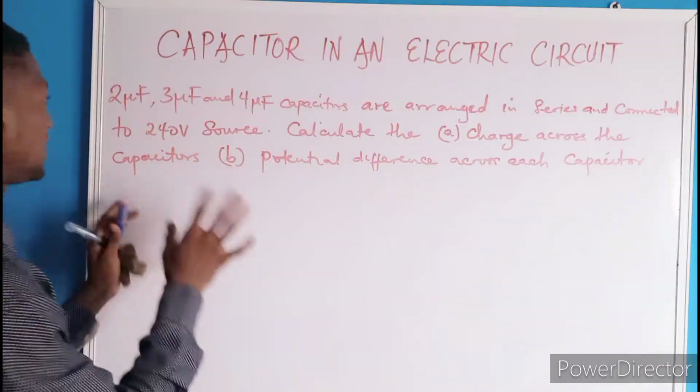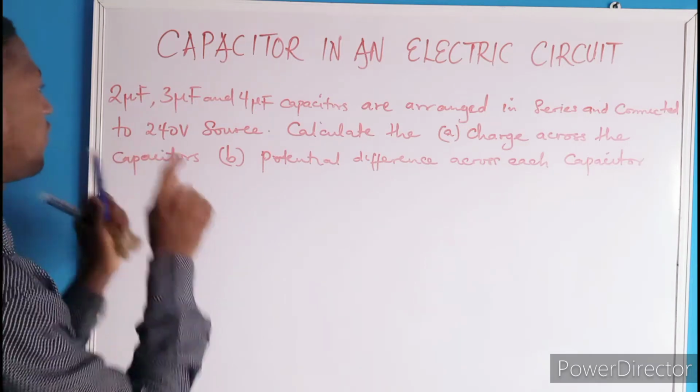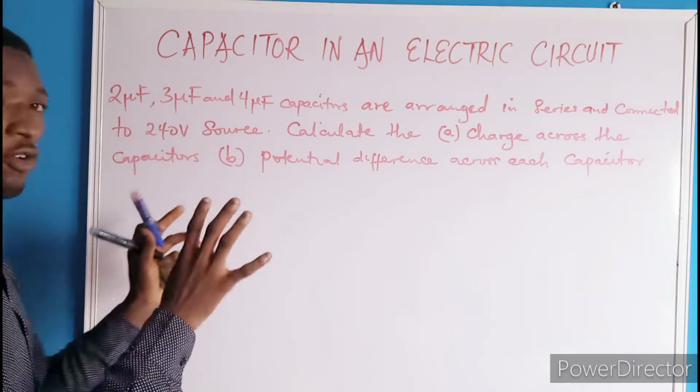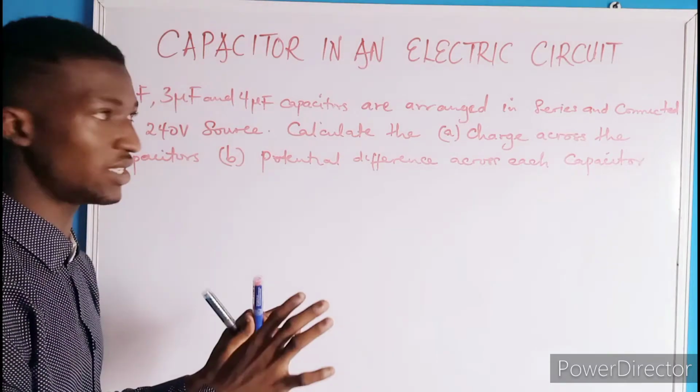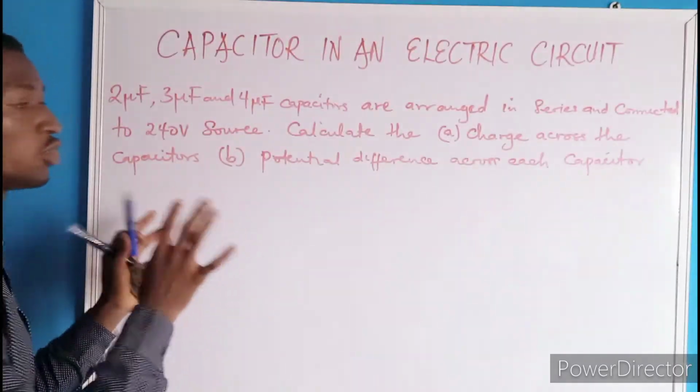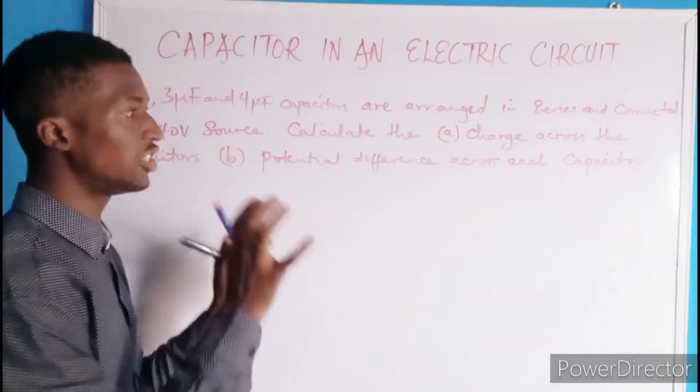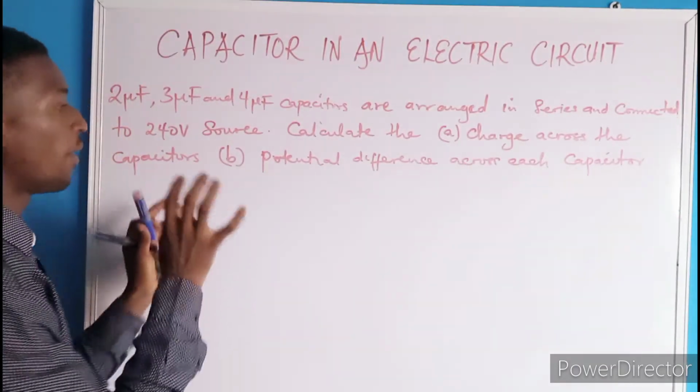Now let's take this question for instance. We have 2 microfarad, 3 microfarad and 4 microfarad capacitors arranged in series and connected to a 240 volt source. Calculate A. The charge across the capacitors. B.